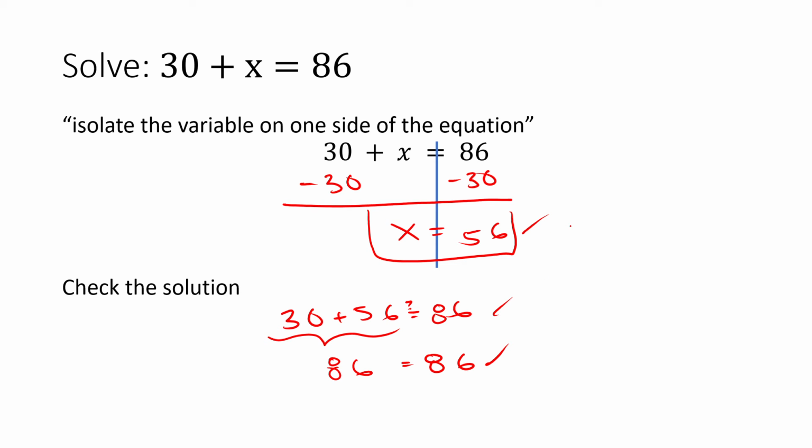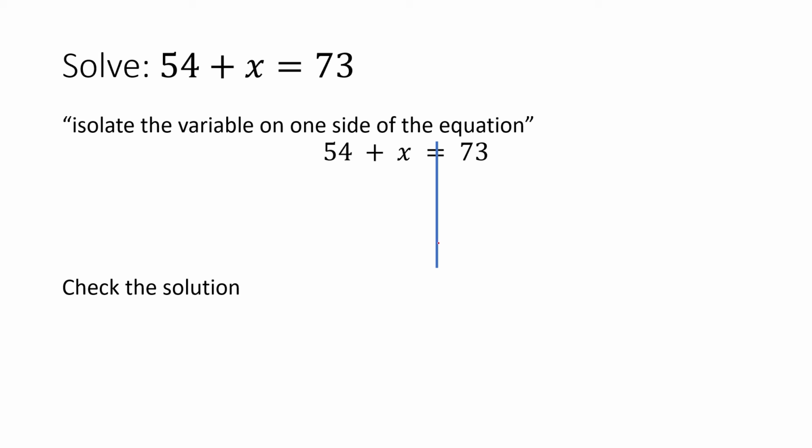Now we move on to another one. Let's say we have 54 plus x is equal to 73. Our goal is you want x by itself, so you need to get rid of 54. Like the previous example, to get rid of 54, you have to subtract 54.